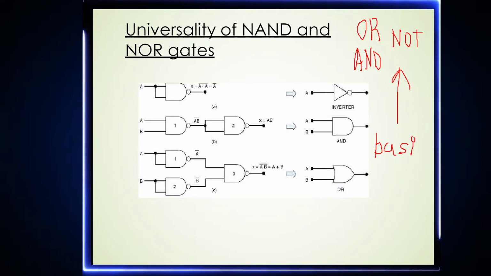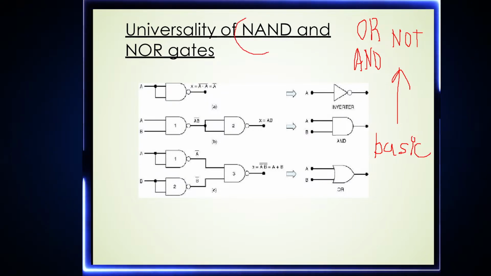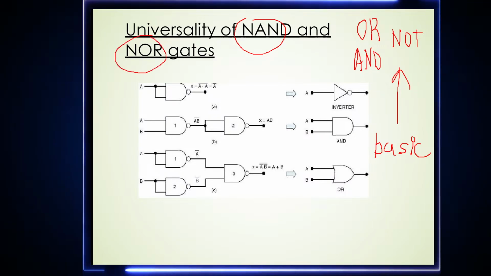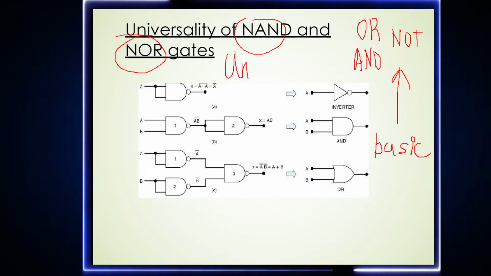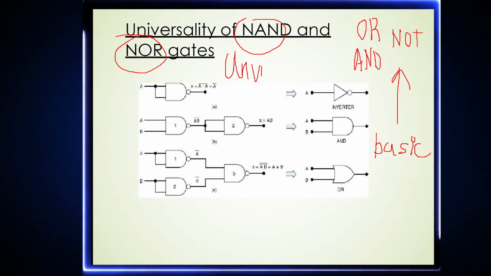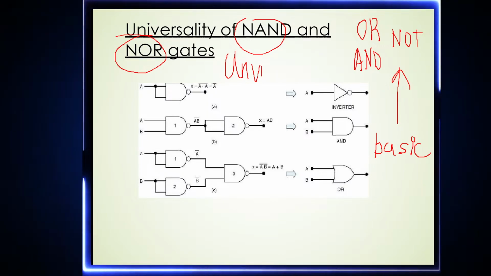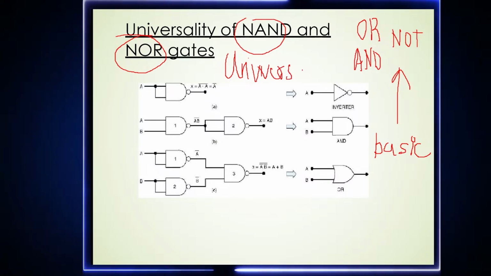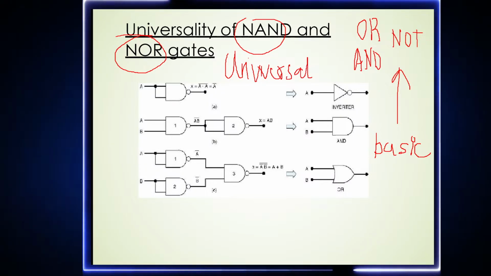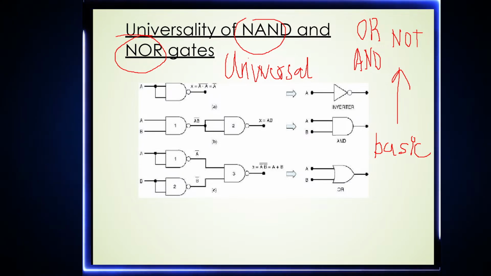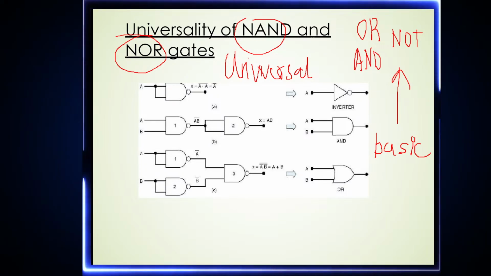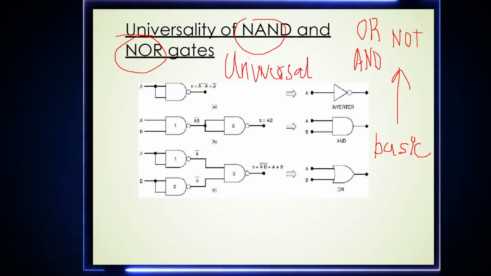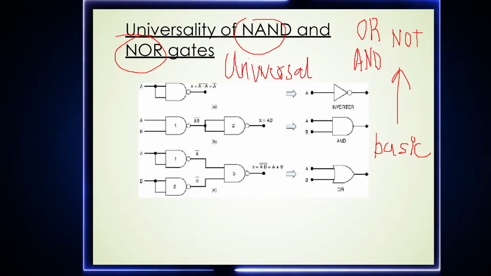These three are called basic gates, and NAND and NOR are called universal gates. You need to understand these two terms. What are universal gates? Mind my handwriting today. Okay. Right? So what are universal gates? NAND and NOR. What are the basic gates? OR, NOT, AND. Right? Okay.